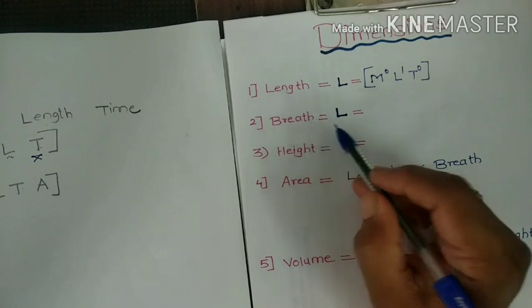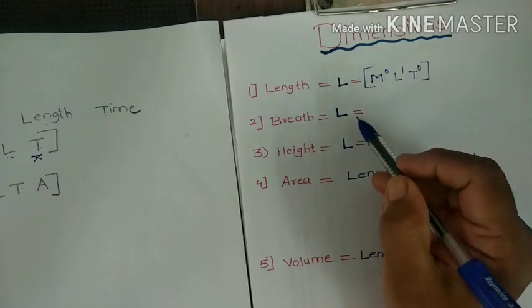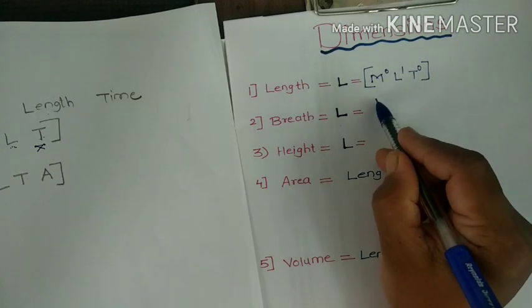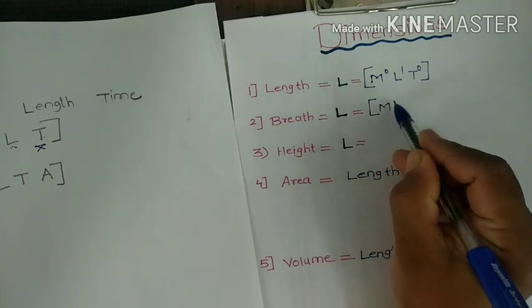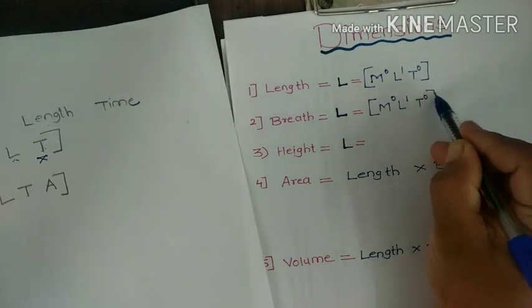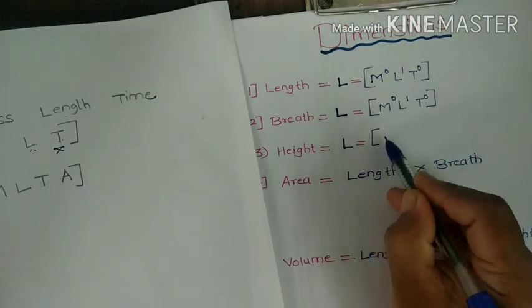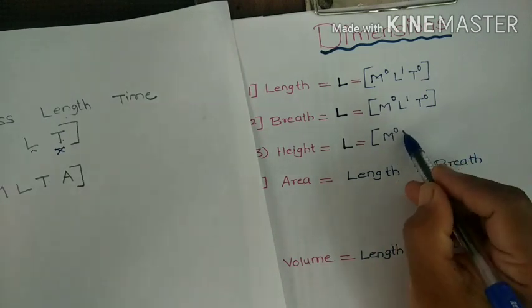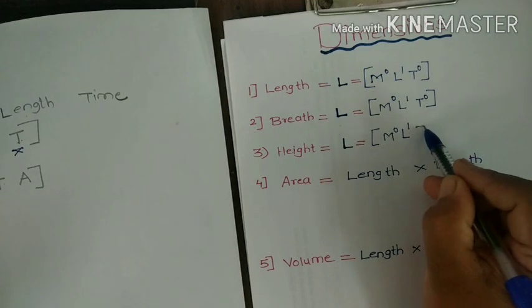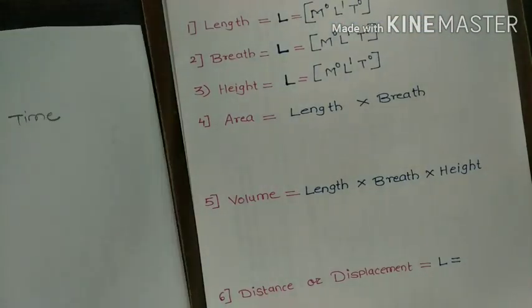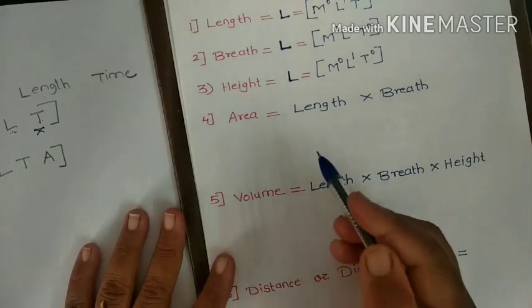Then next we see the dimensions of breadth. Breadth is also measured in the form of length. That's why again mass 0, length 1 and T raised to the power 0. Height is also measured in the form of length. That's why that is M0 L1 T raised to the power 0. Then we find out the dimensions of area.